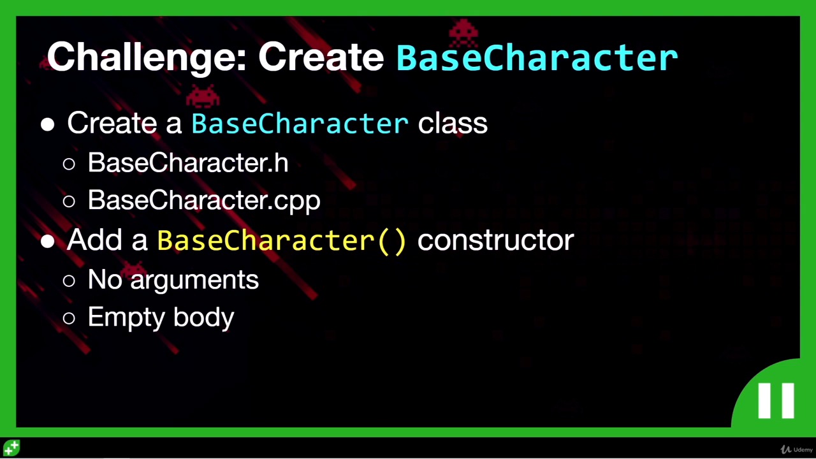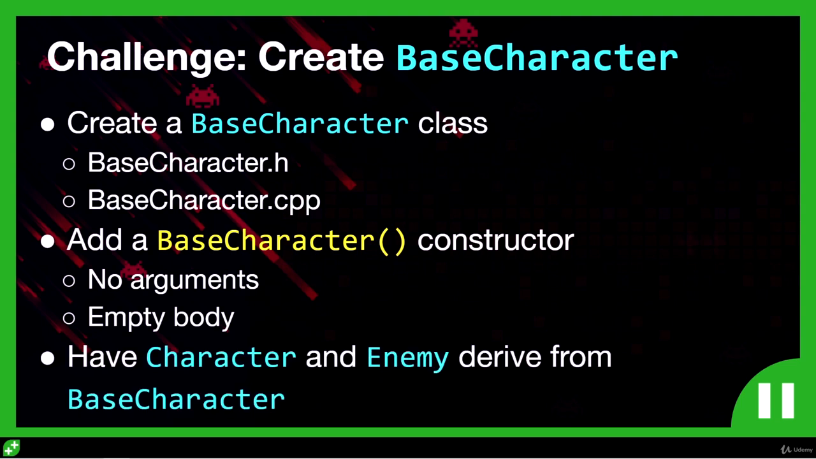Once you've created the baseCharacter class, have character and enemy derive from baseCharacter. Don't forget, you'll need to include the baseCharacter header in both the character and enemy header files. Make sure to derive publicly from baseCharacter. Pause the video and do this now.